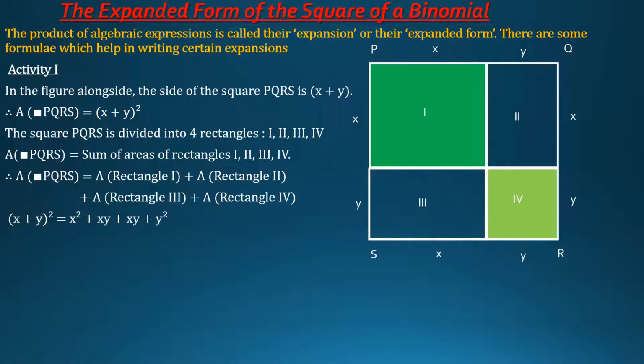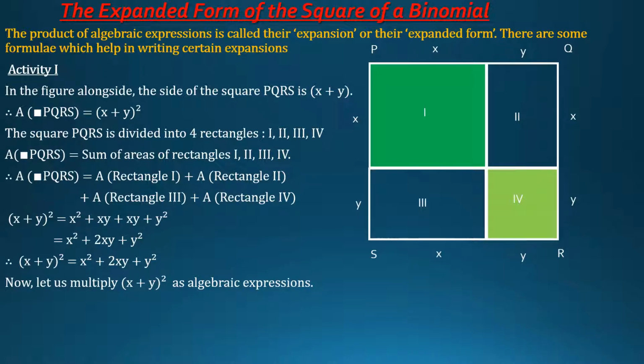So x plus y the whole square will be x square plus xy plus xy plus y square, which we simplify further, then we get x square plus 2xy plus y square. Therefore, x plus y the whole square is equal to x square plus 2xy plus y square.